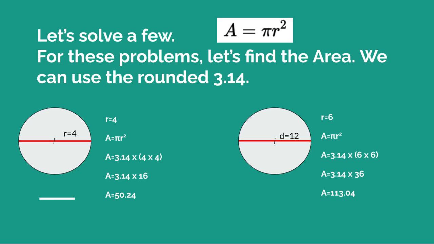Let's solve a few more. Let's find the area this time. We can use the rounded 3.14 again. R is equal to 4. That's our radius, right? So we have A, area, is equal to pi r squared. A is equal to 3.14 times 4 times 4, because 4 squared is 4 times 4. A is equal to 3.14 times 16, because 4 times 4 is equal to 16. A is equal to 50.24.